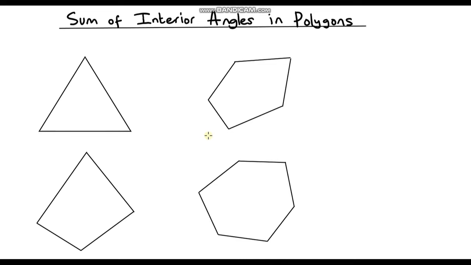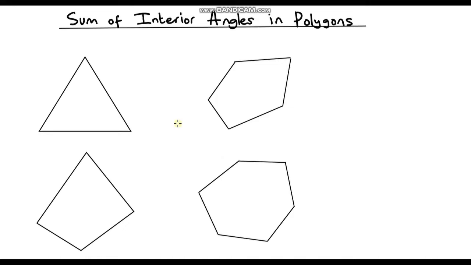Hello and welcome to a video on calculating the sum of interior angles in polygons. So first of all, what do we mean by polygons? Well, a polygon is just a shape with straight edges. So these are some examples of some polygons. A circle is not considered a polygon because a circle obviously has a curved edge.